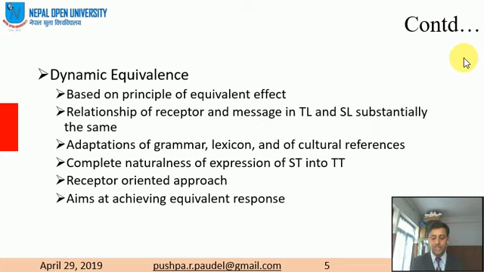The message has to be tailored to the receptor's linguistic needs and cultural expectation and aims at complete naturalness of expression. Naturalness is a key requirement for Nida. Indeed, he defined the goal of dynamic equivalence as seeking the closest natural equivalent to the source language message. This receptor-oriented approach considers adaptations of grammar, lexicon, and of cultural references to be essential in order to achieve naturalness.